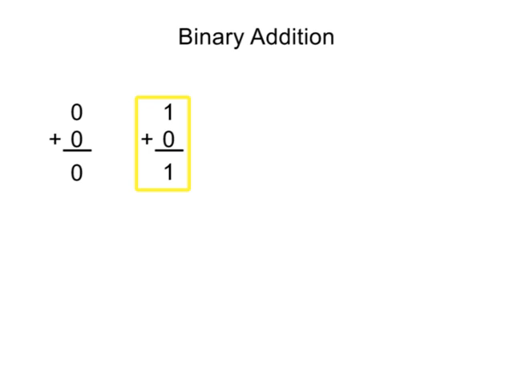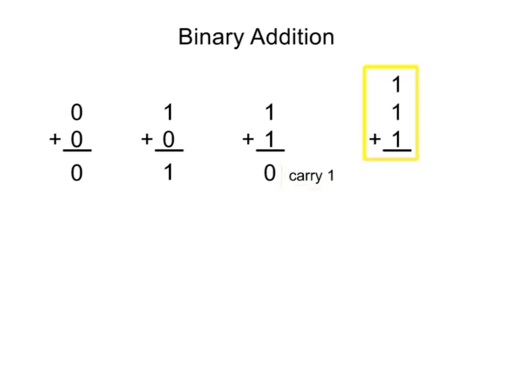The third property is 1 plus 1 equals 0, with a 1 that carries over. Lastly, 1 plus 1 plus 1 equals 1, with a 1 that carries over.